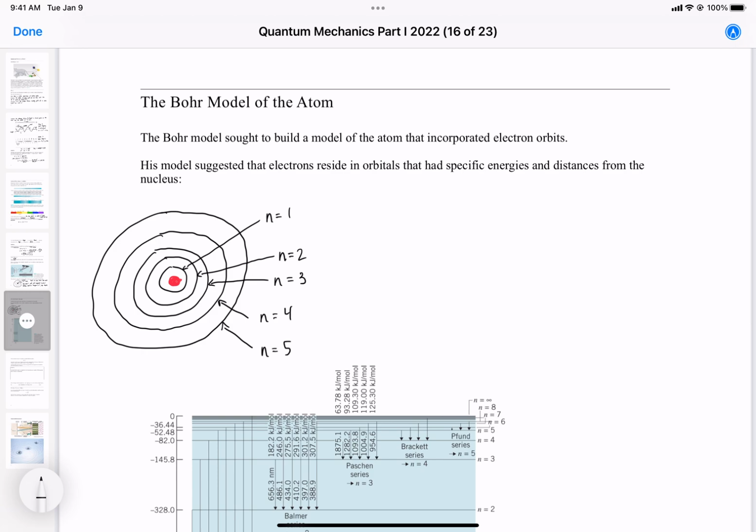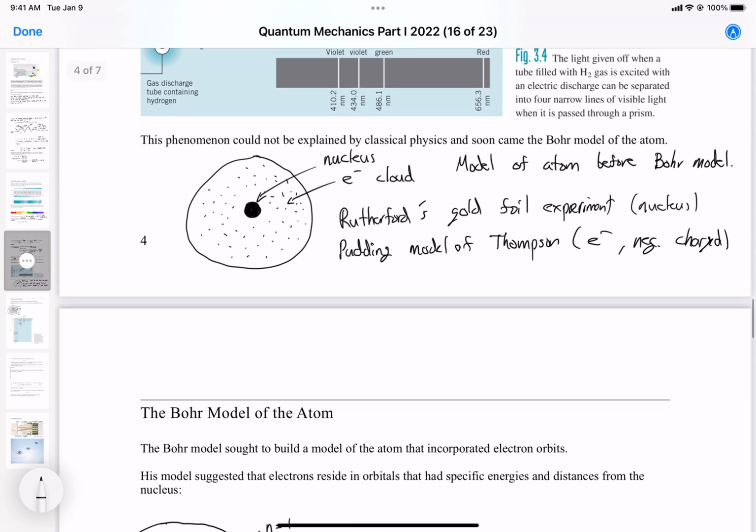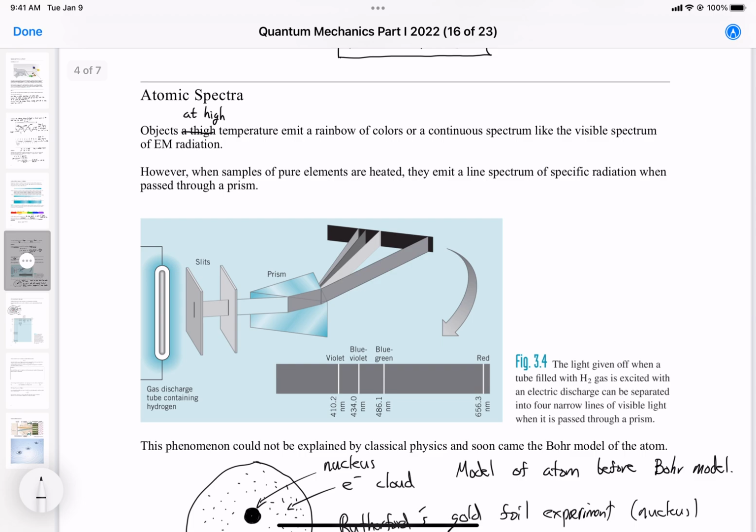N equals 5, okay? So what Bohr proposed is that these single lines we see in the hydrogen spectrum are of distinct energy. The electrons can only emit this energy if they absorb a specific quantity of energy. That's why the energy levels are lines and not a continuous spectrum.